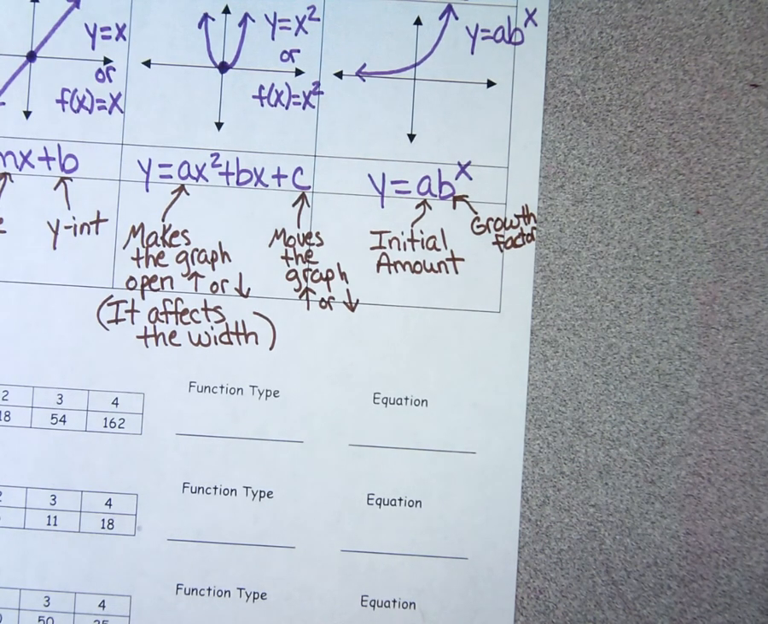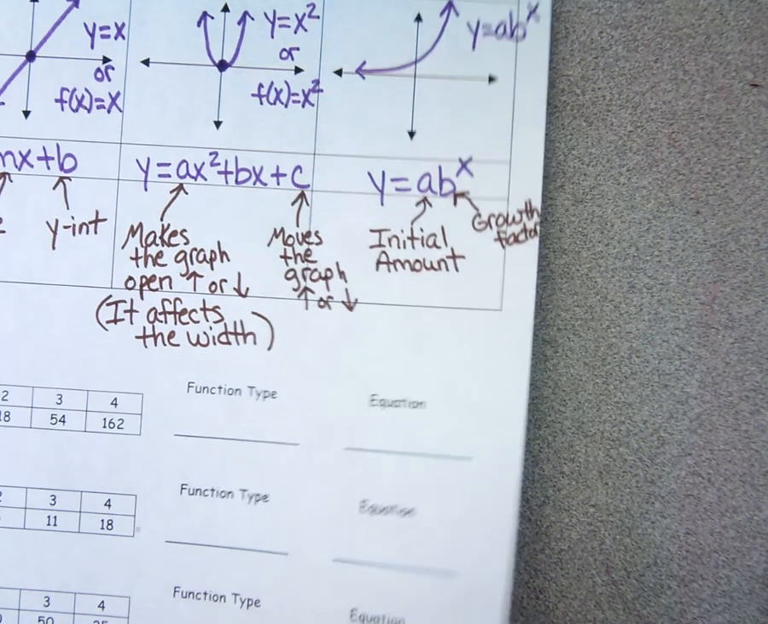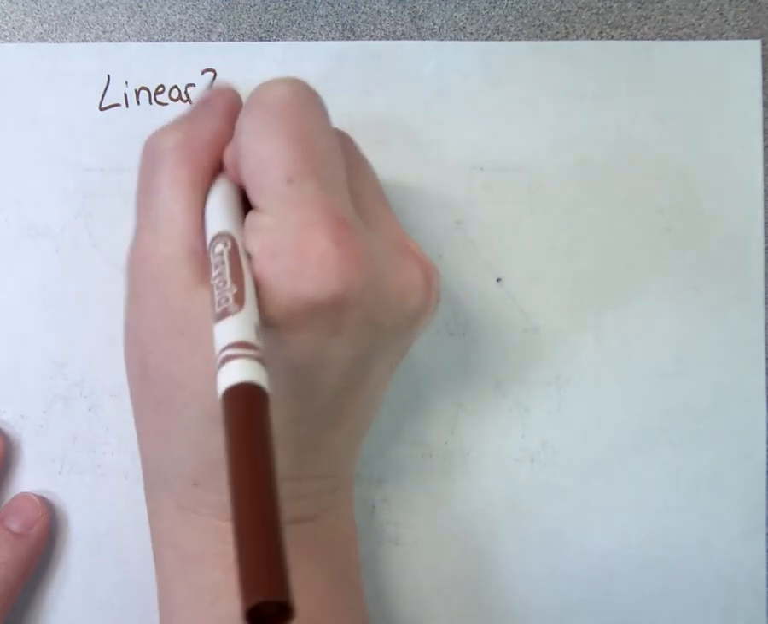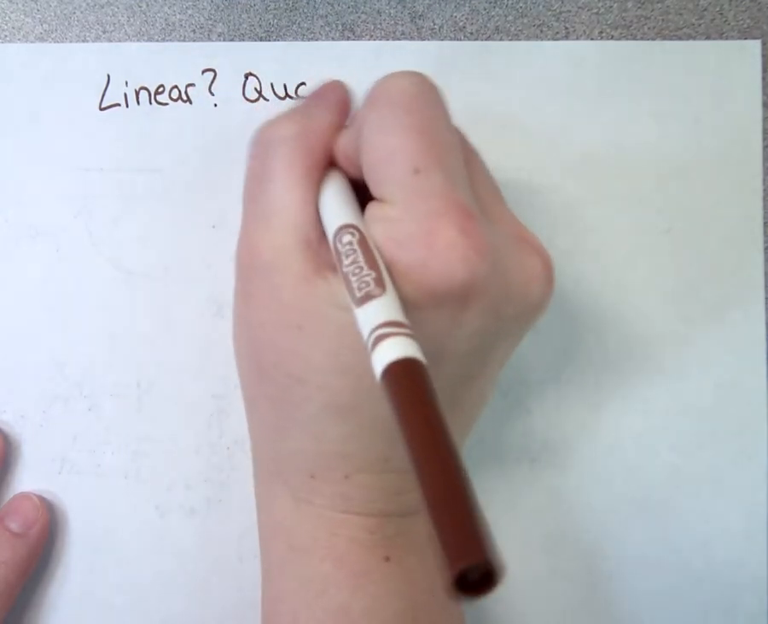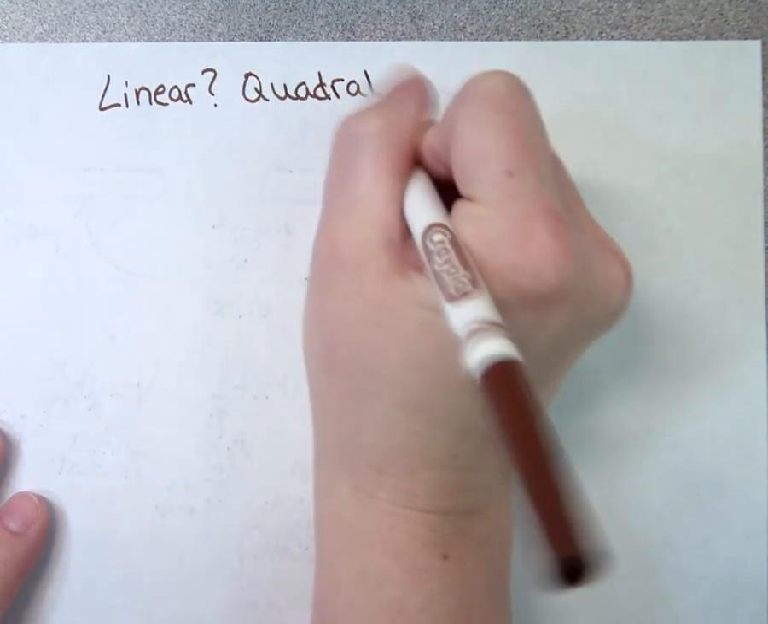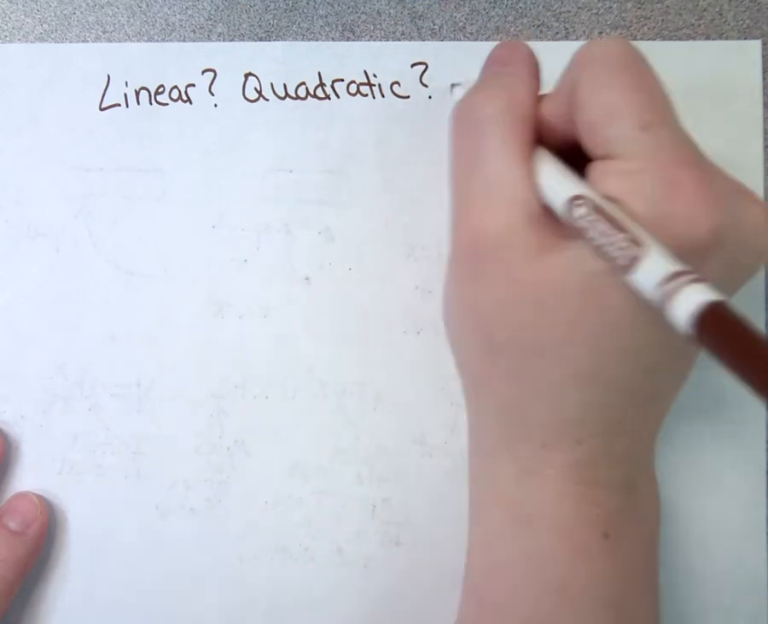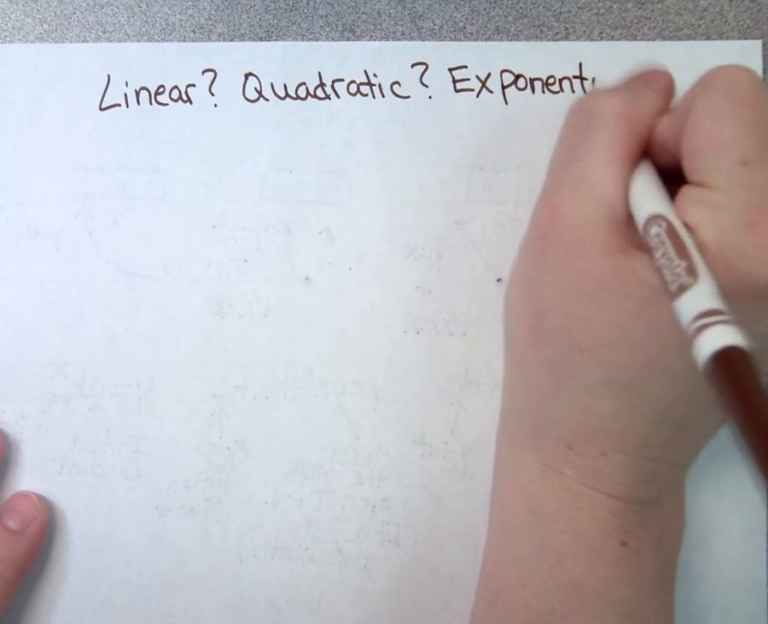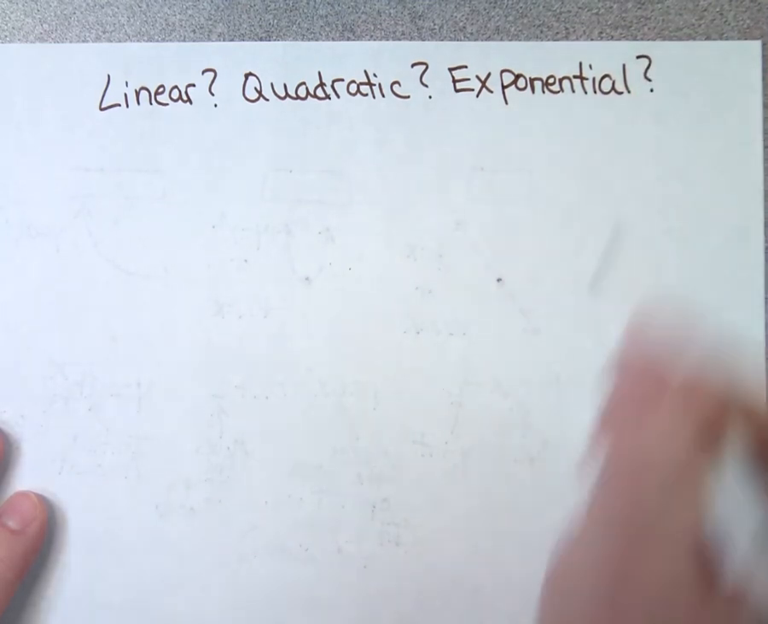As of right now, we're going to flip this paper over and write on the back of it. So you don't really see anything here. And on the back, I want us to write linear, question mark, quadratic, question mark, exponential, question mark.